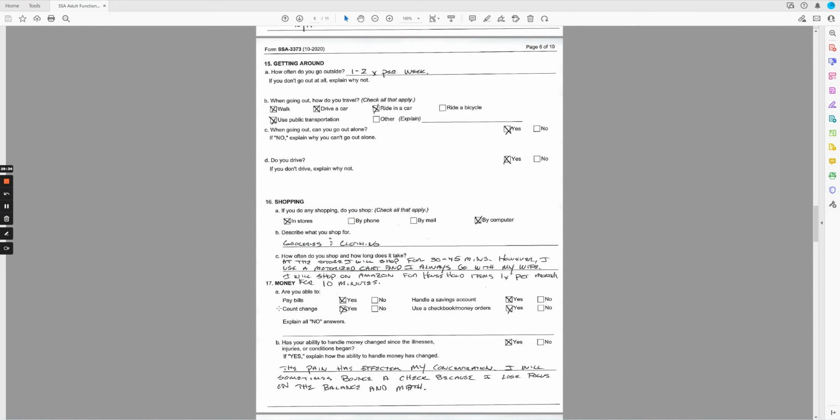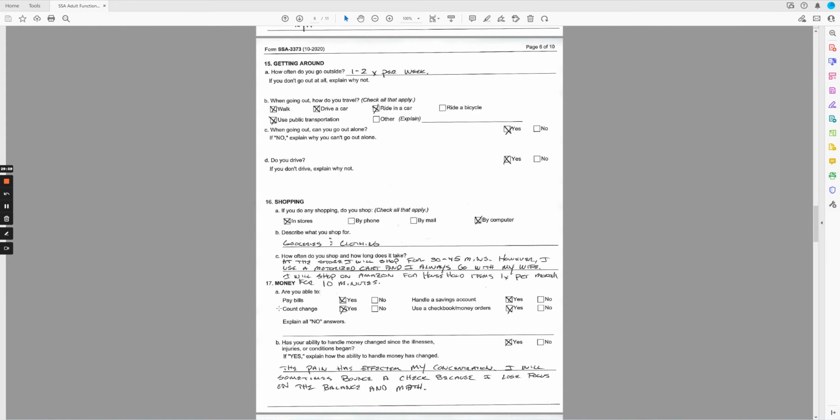How often do you shop and how long does it take? So in the store, I wrote, I will shop for 30 to 45 minutes. However, I use a motorized cart and I always go with my wife. So I'm able to go out on my own, but I don't, okay, to the store. And then here it says, I will shop on Amazon for household items one time per month for 10 minutes.